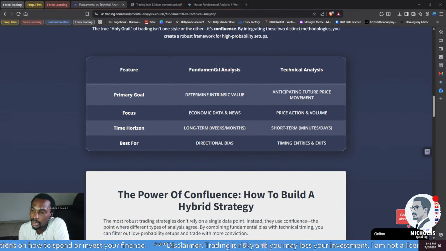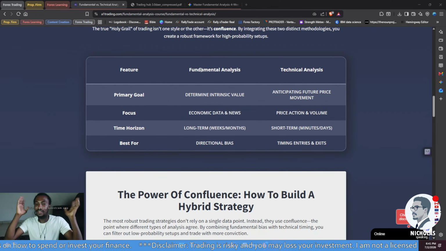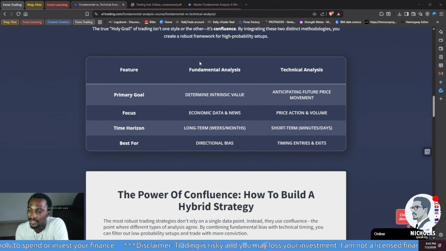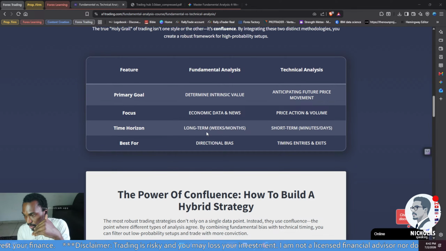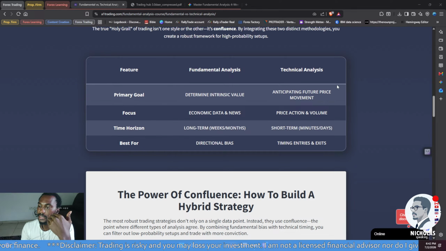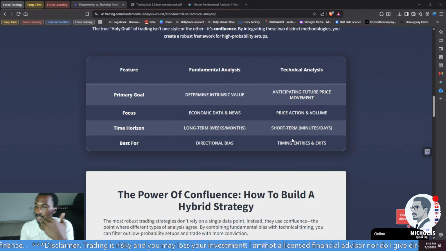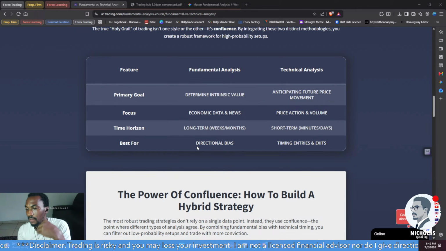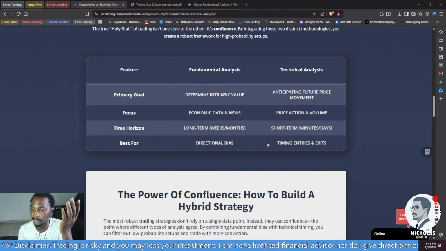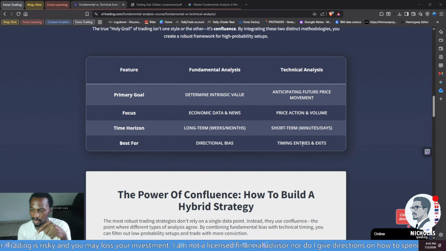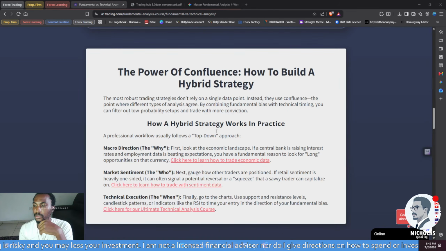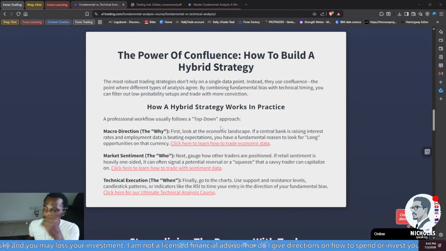Like I already said, fundamental analysis is best for directional bias. It just tells you this market is good to go up or go down, while technical analysis tells you timing, entry and exit. So if you have a directional tool telling you this is going to go up, what you are waiting for is the right time to enter, and the right time to exit the market. That's what the technical tool is all about. So the power of confluence, how to build a hybrid strategy.